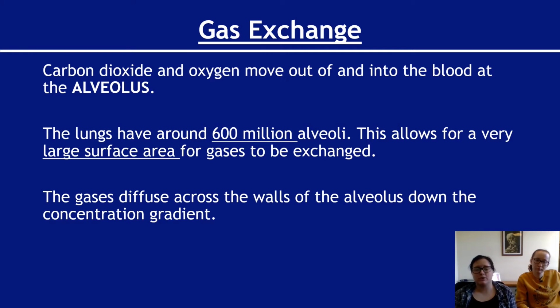So that's where carbon dioxide is going to leave the blood and oxygen is going to come into the blood at the structure called the alveolus. The lungs have got about 600 million of these structures. This allows for a huge surface area for gases to be exchanged in.